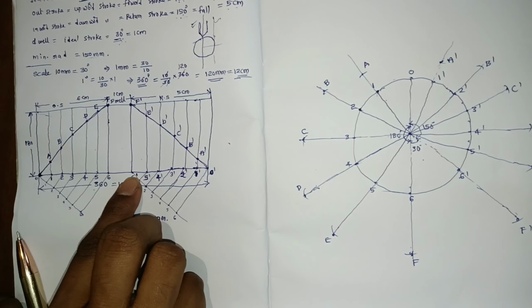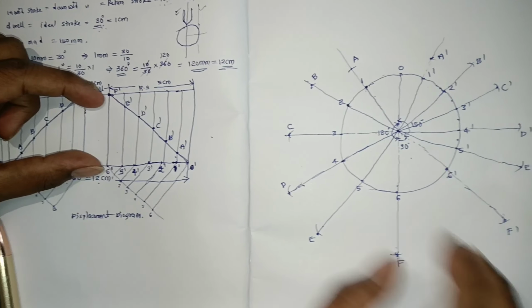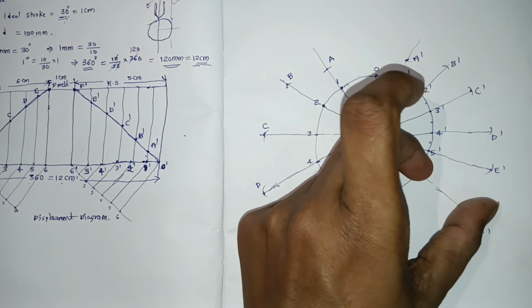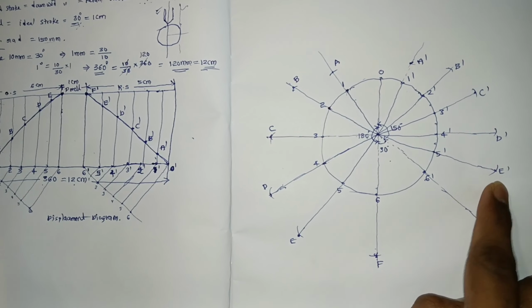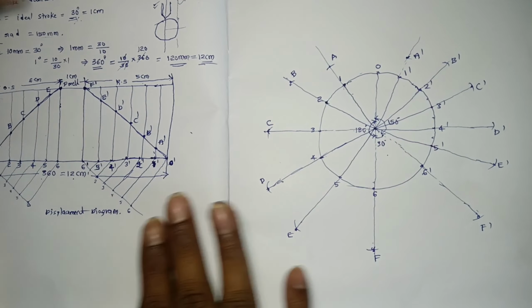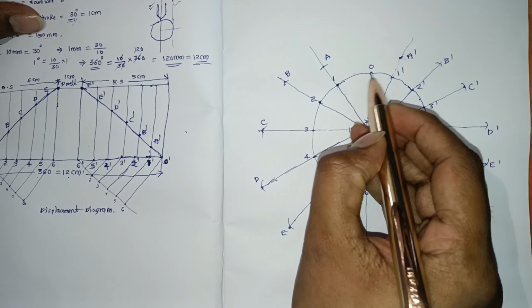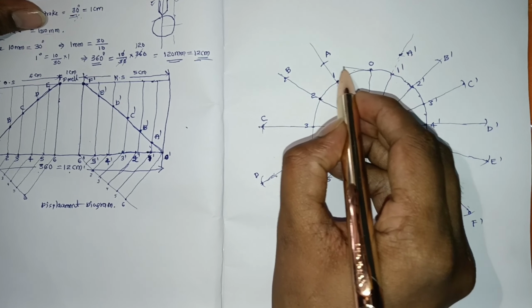Similarly, from 6 dash to F dash, you have to measure. With the help of a compass, you have to cut the arc on that line. Similarly, you will get E dash, D dash, C dash, B dash, and A dash. Once you get all these points, you have to join all those points with a free hand.